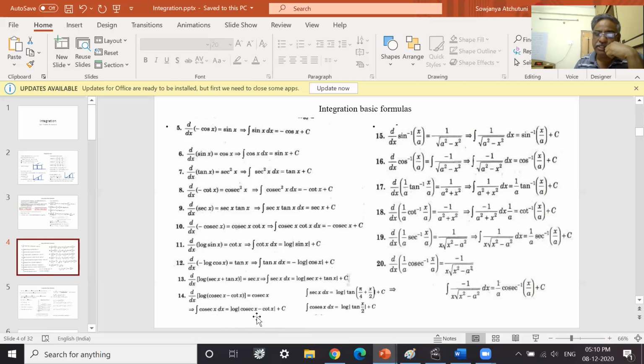Similarly, integration of cosecant x is log of cosecant x minus cot x plus c. This can also be written simply as log of tan x by 2. Cosecant x minus cot x is nothing but tan x by 2.